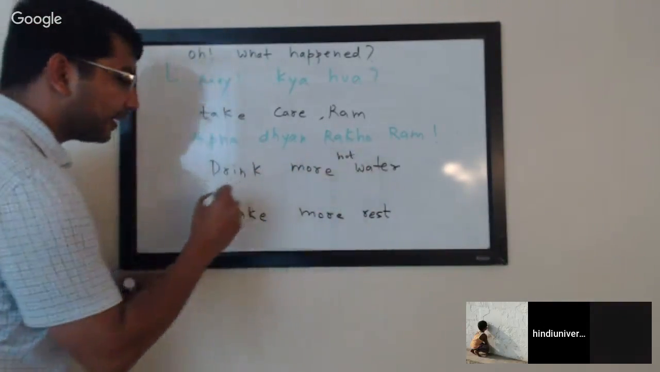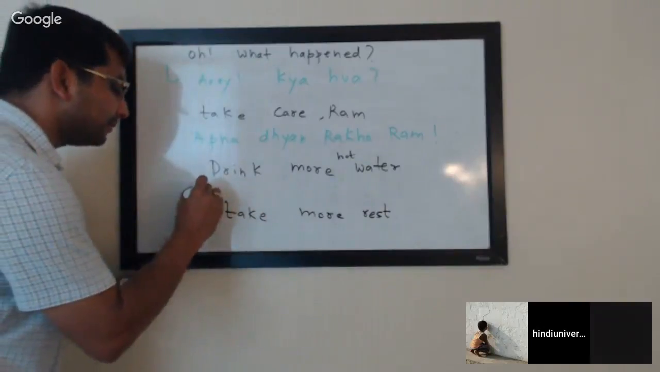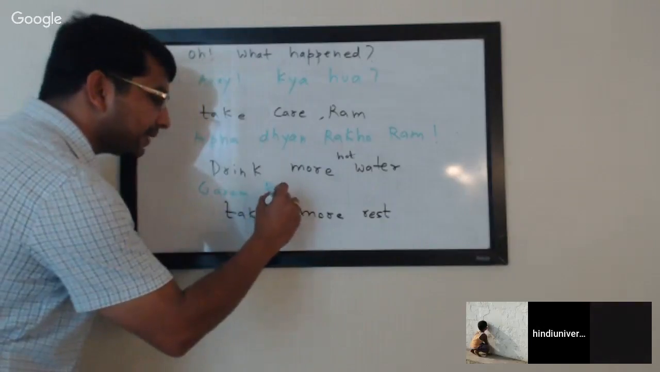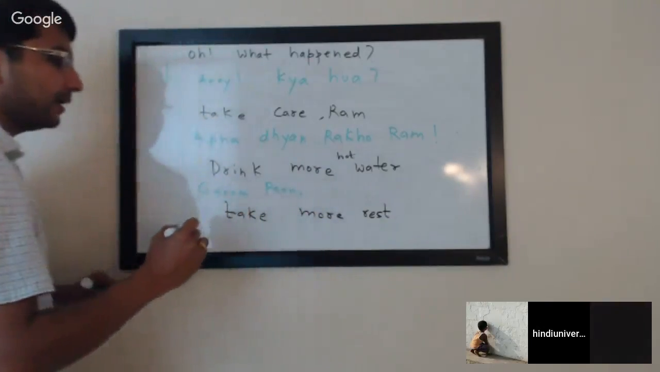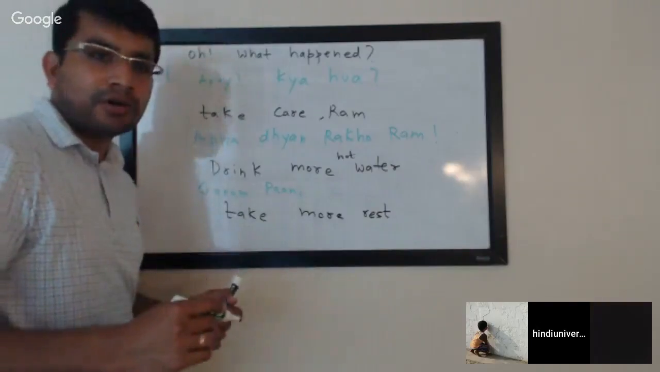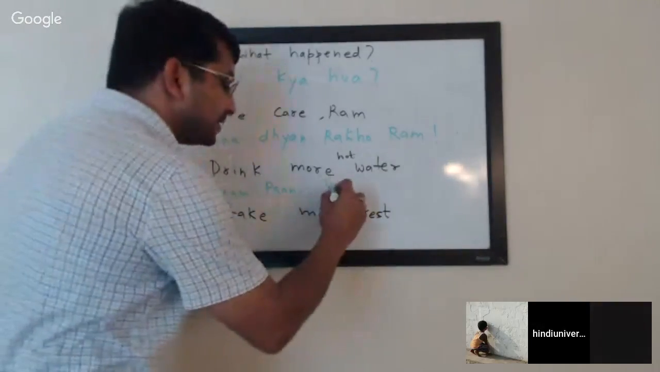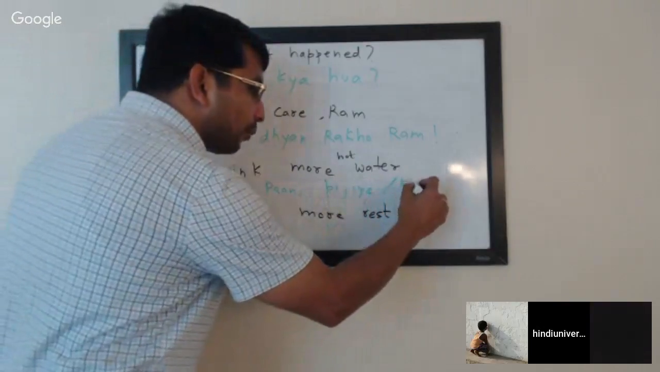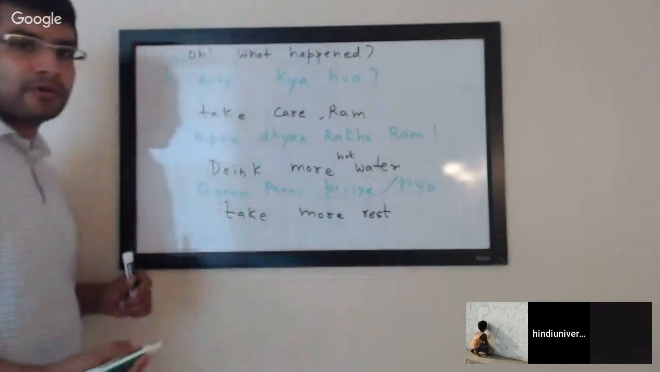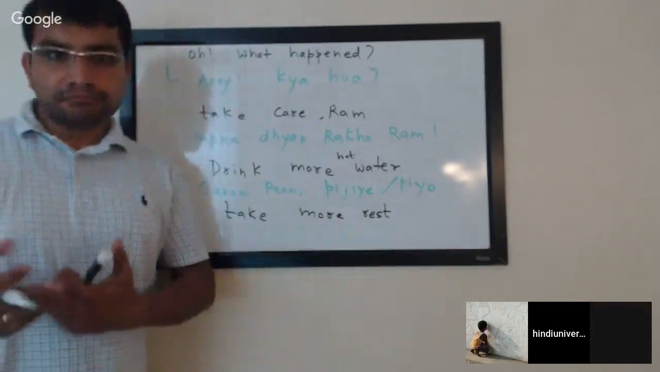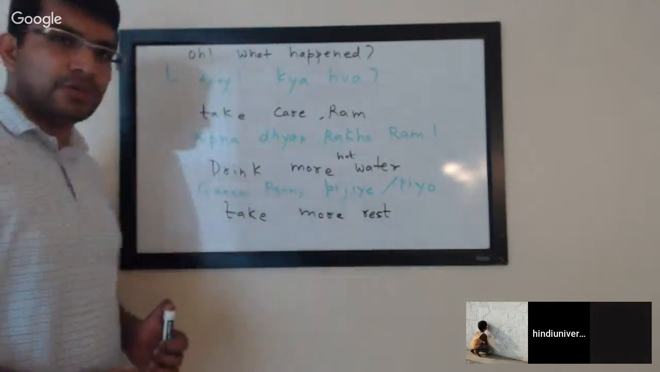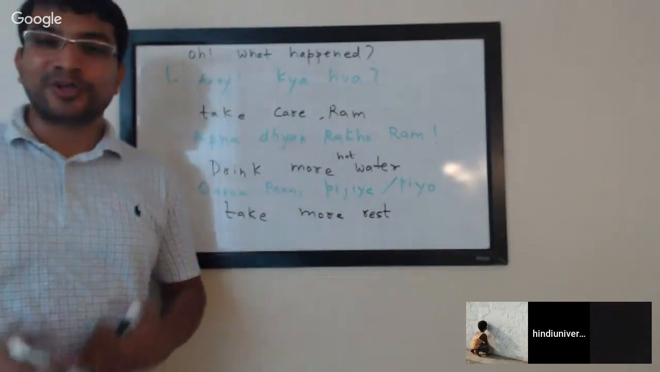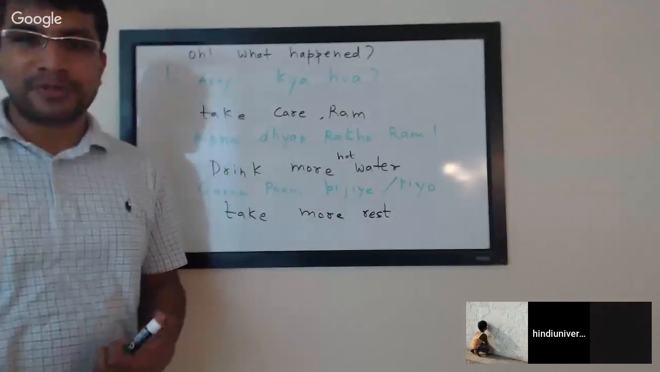Hopefully this part is clear. Hot water is garam, and water is nothing but pani. So if you want to say drink hot water, it will be garam pani piijiye, or you can say piyo if you want to be a little bit more informal. Piijiye is a little bit formal. So garam pani piyo, or thoda garam pani piyo. Even though it says more, the way you say it in Hindi is thoda garam pani piyo.